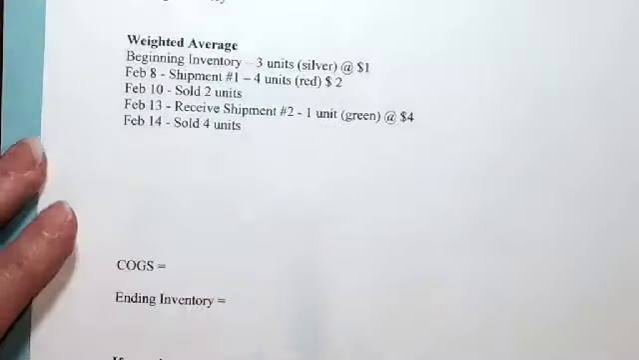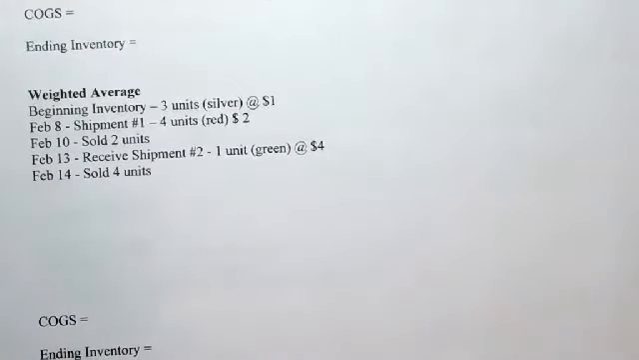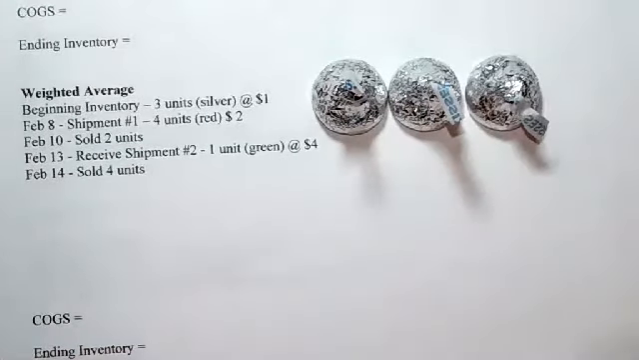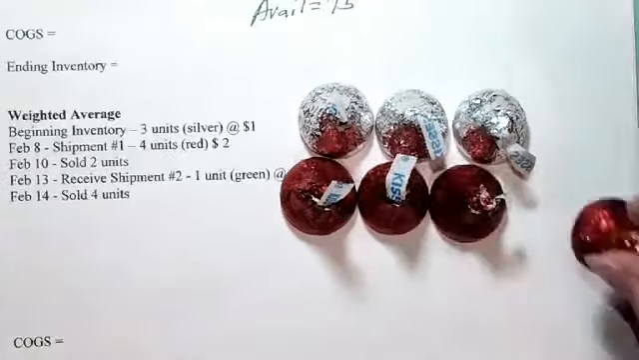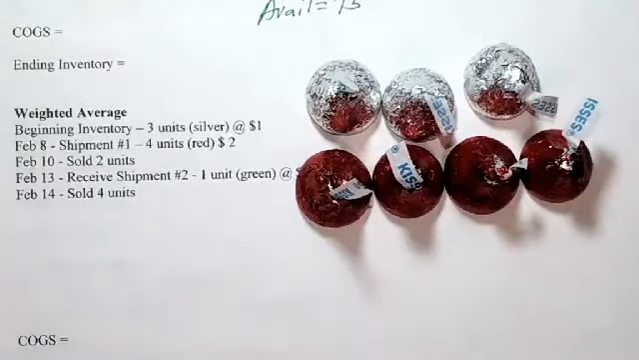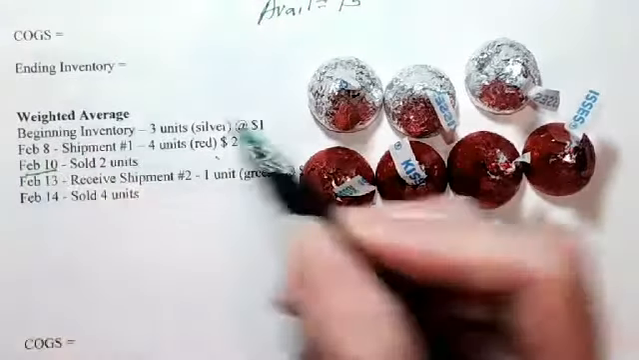Last choice then, and that is weighted average. And that's kind of like I just throw them all in a big old pile and go from there. So I'll put these back up here. They smell really good. I'm going to have a snack here after we're done. We had the 3 silvers and the 4 red ones. So now I'm going to sell 2.